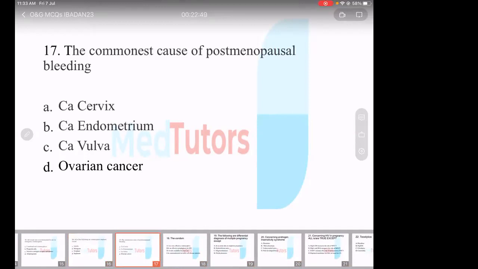Question 17, the commonest cause of postmenopausal bleeding. A is CA cervix, B CA endometrium, C CA vulva, D ovarian cancer. Of course, the most common cause of postmenopausal bleeding is CA cervix. Don't be confused and say it's CA endometrium. It's actually CA cervix.